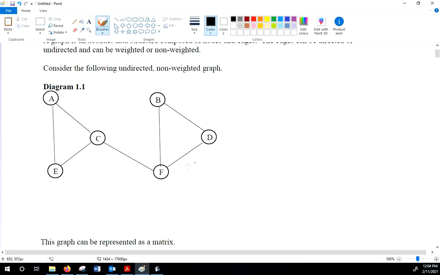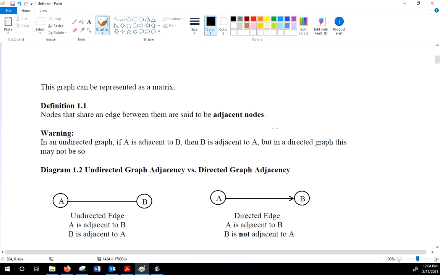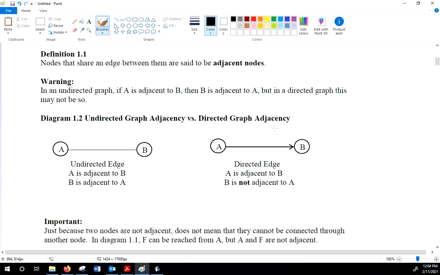So this is the data structure as we picture it in our mind and on paper, but it's very different than how it's actually made. The way this graph can be represented is as a matrix. The nodes that share an edge between them are called adjacent nodes. You want to be careful about a couple of things about adjacent nodes. One is that if the edge is undirected, then each node is adjacent. So here in diagram 1.2, you can see that A is adjacent to B and B is adjacent to A.